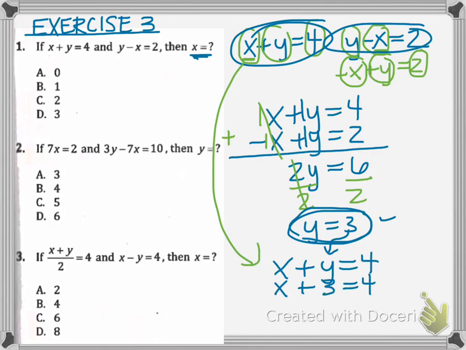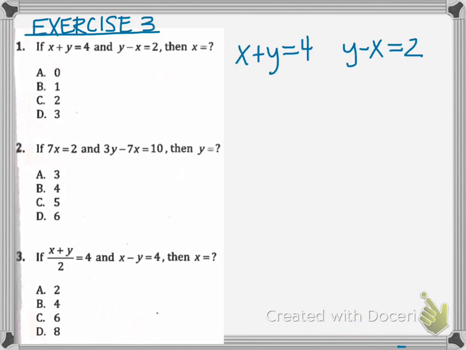So to solve for x, it'd be very easy. I'd move the 3 to the right by subtracting it on both sides. And then x equals 4 minus 3 is 1. So the answer to this one would be 1, or B. Okay, so that was one method to solve a system by hand.